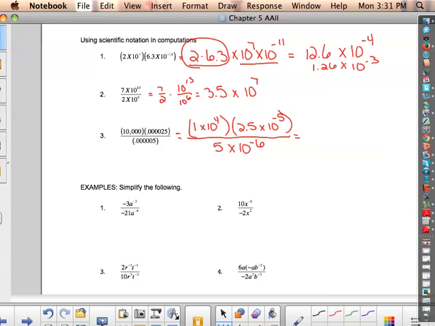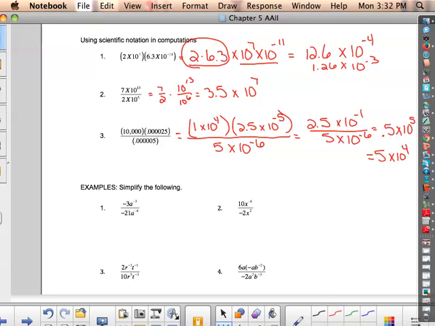Go ahead and apply the product rule first. So you're going to have 2.5 times 10 to the -1 over 5 times 10 to the -6. You can then take 2.5 divided by 5. That's going to give you 0.5 times 10. Now the quotient rule, you have -1 minus -6, which becomes a positive, making that 10 to the 5th. You want to move that so you have one significant digit. So it's going to be 5 times 10 to the 4th.